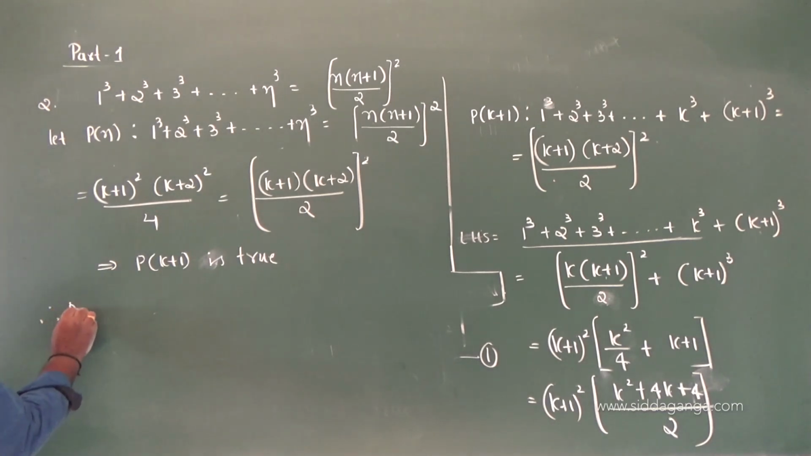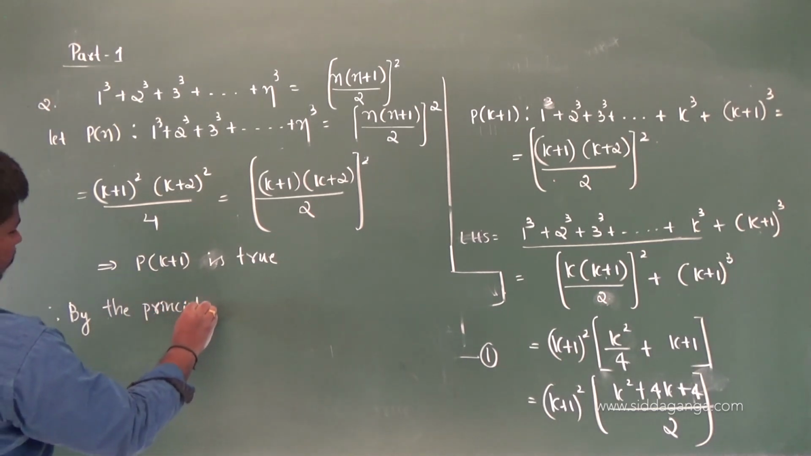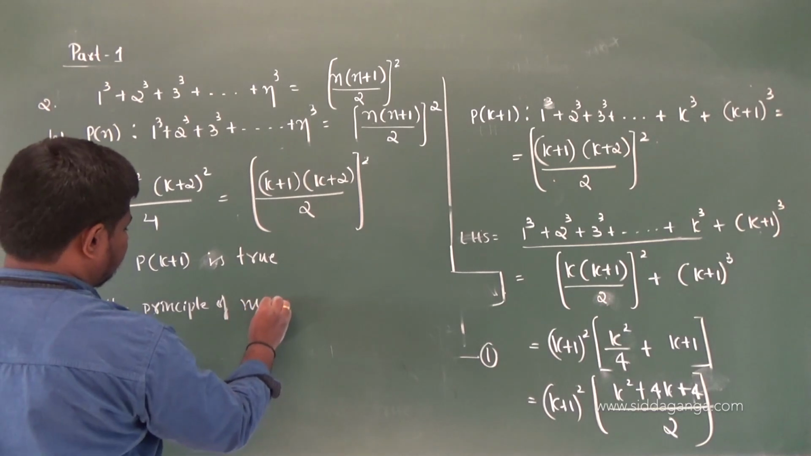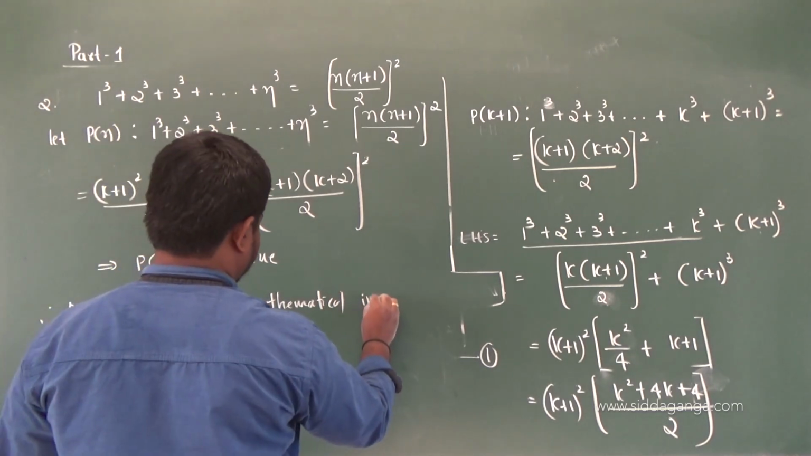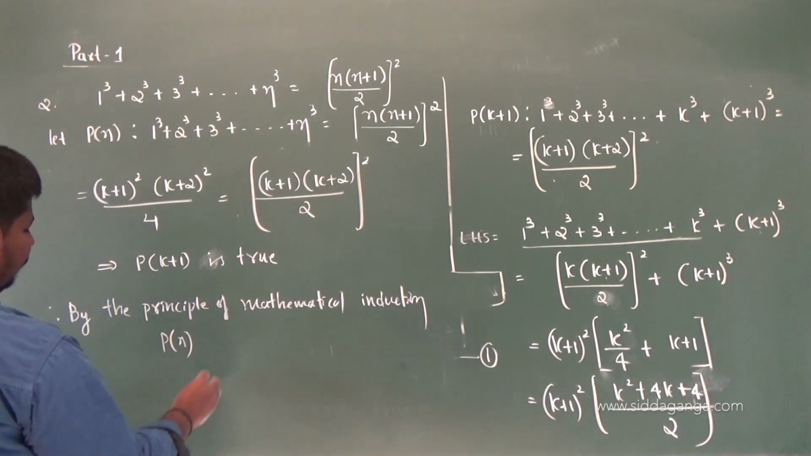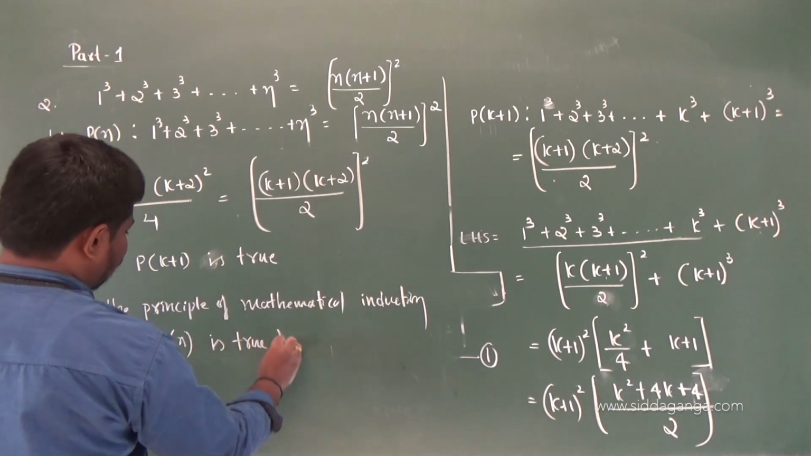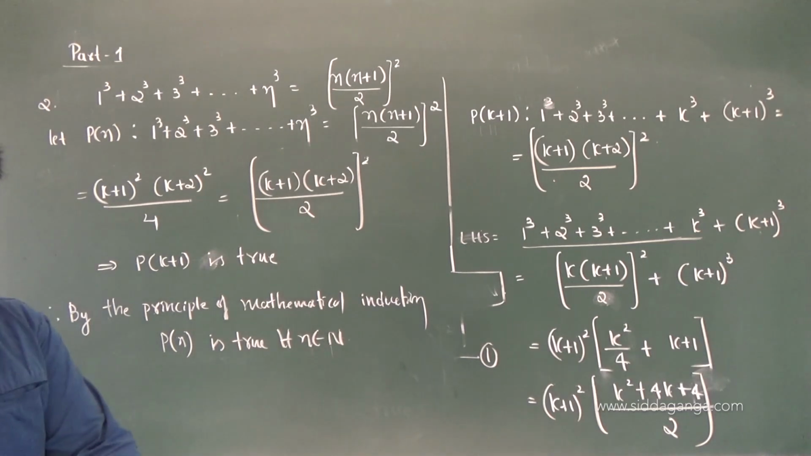Therefore, by the principle of mathematical induction, P of n is true. Don't write P of k. P of n is true for all n belongs to natural numbers. This is how we prove using the principle of mathematical induction.